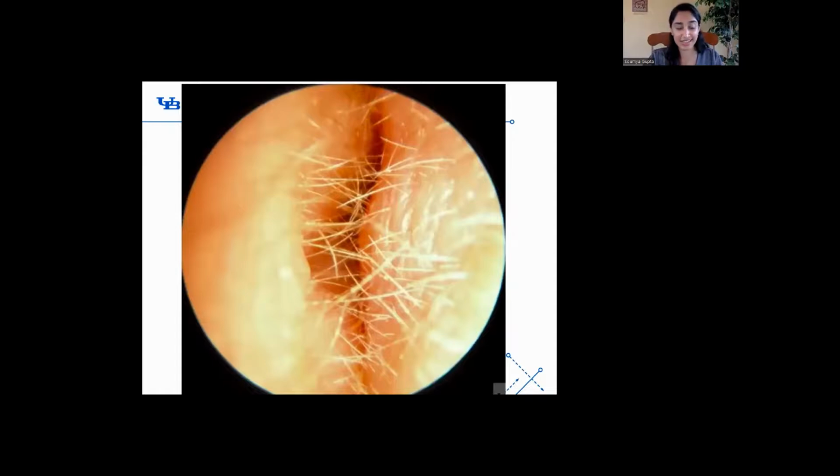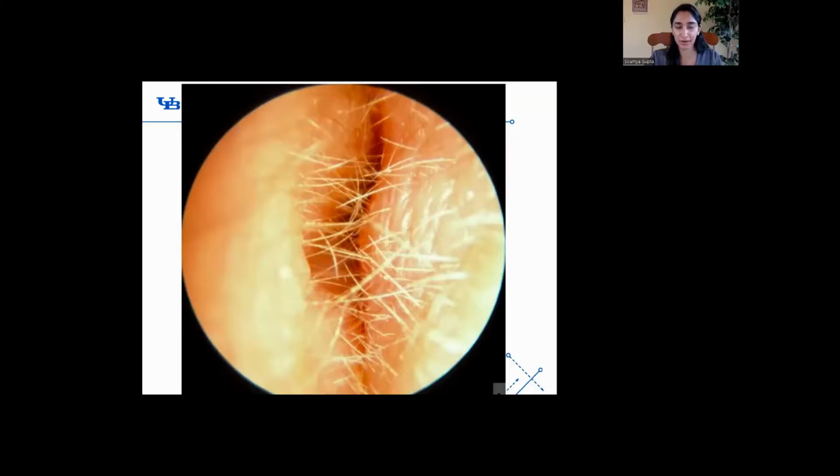So this is the next case. A 74-year-old patient presents to clinic for otalgia. She's hard of hearing and wears hearing aids, but she's currently unable to wear them because of exquisite tenderness and pain when she touches her ear and tries to put them in. Her medical history shows that she has poorly controlled diabetes.